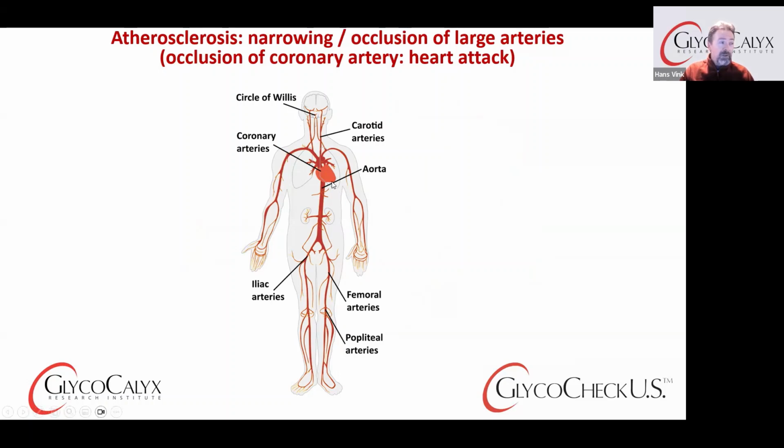It can also happen in different arteries, like in the carotid arteries that go to the brain. If a big blood clot forms in such a vessel, it can cause a stroke. And in addition, if something like this happens in the large arteries supplying blood to the legs, your legs will no longer get blood flow, and you might have to get an amputation. But if it happens in the heart, we call it a heart attack.